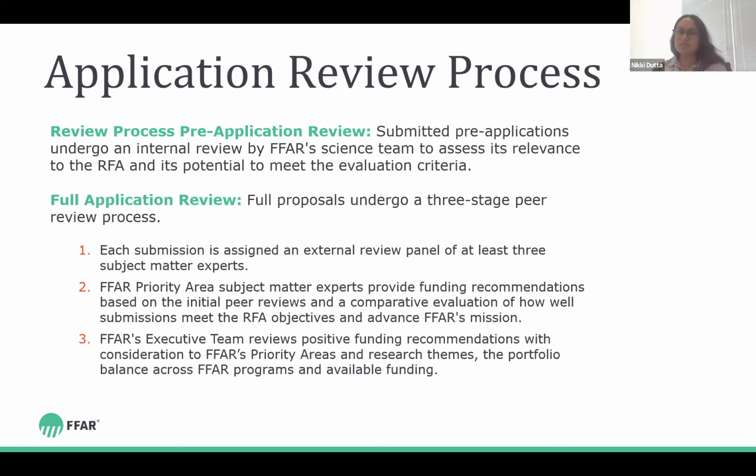And then our full application stage will undergo a 3-stage peer review process, with each submission assigned to an external review panel of at least 3 subject matter experts. Then FFAR's internal priority area matching to the designated research topic at hand with our scientific staff here. And then final approval will be made by our executive team.